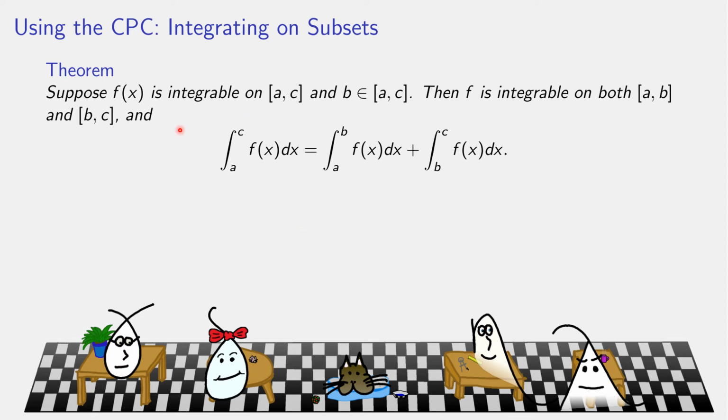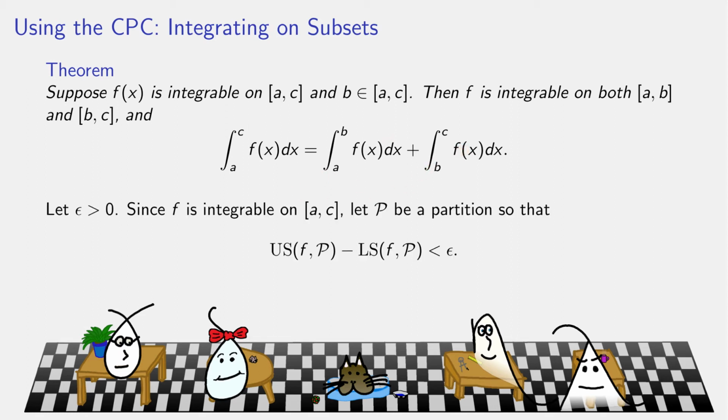Okay. Suppose f is integrable on a big interval from a to c, and I pick a point in between. We already know if both of these integrals exist, we can glue them together to get the big one. But now we can actually say, if the integral on the big interval exists, we can also split it apart and get integrals on each piece, and then this equation will also be satisfied. So to prove it, let epsilon be positive.